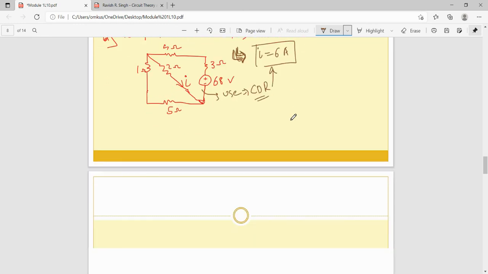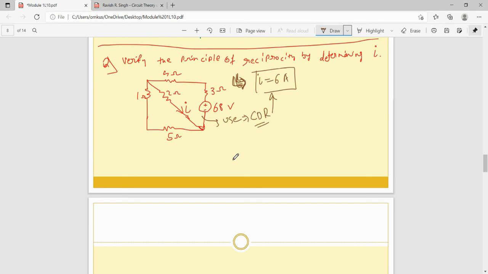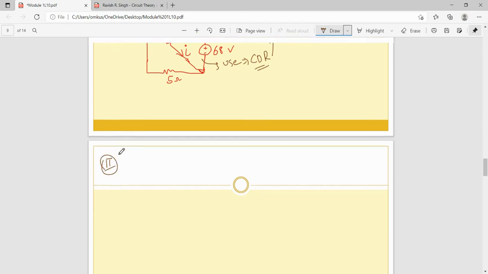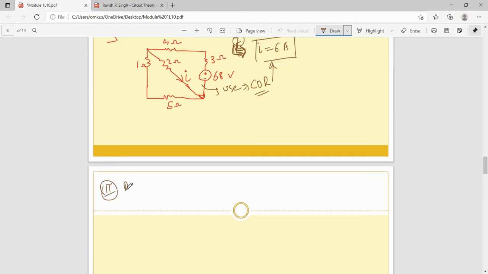Now the reciprocity theorem. According to the reciprocity theorem, this is step 1. First of all you need to find the value. Now the second step is to prove it with this reciprocal network.